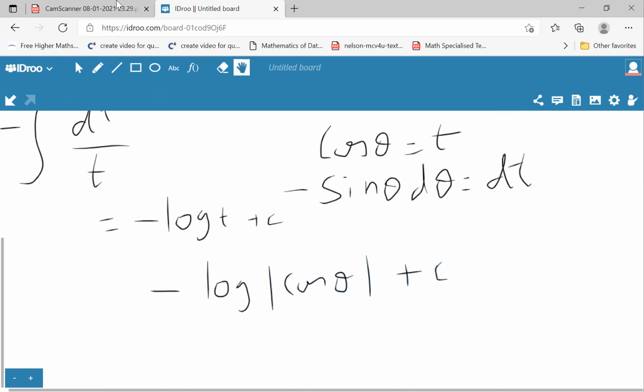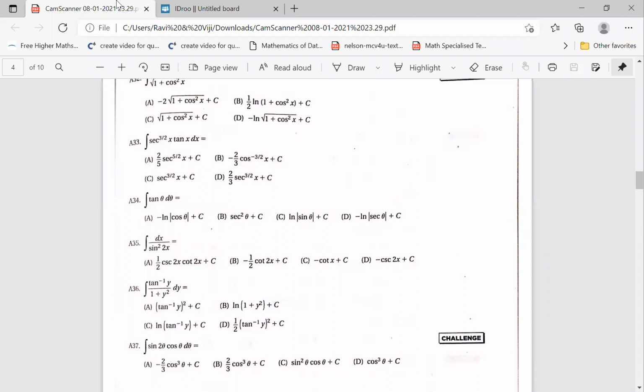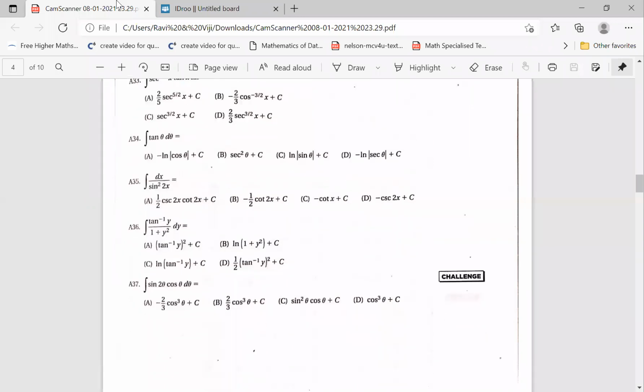Or we can write it in two ways. When you take the negative symbol inside the logarithm, this becomes log of 1 by cos theta. 1 by cos is nothing but secant, right? So log of secant theta plus c. You can write it either way. Both are correct. Let's see which option they have given. They have given minus log of cos theta plus c, so we can take that. So option A is the correct option.